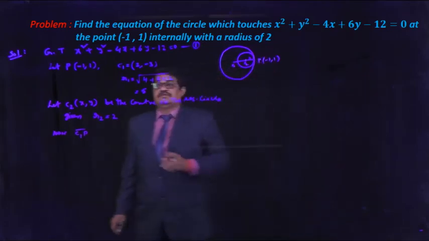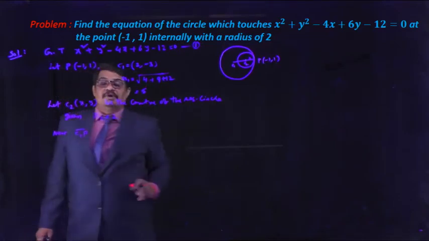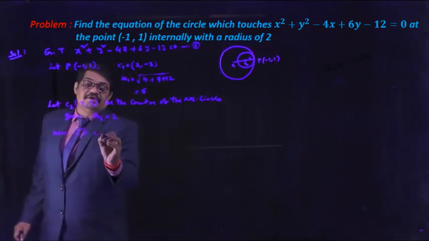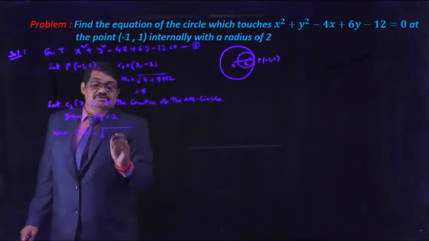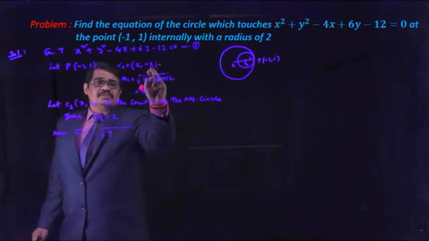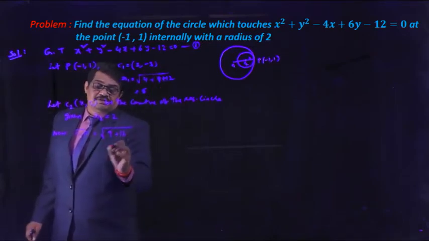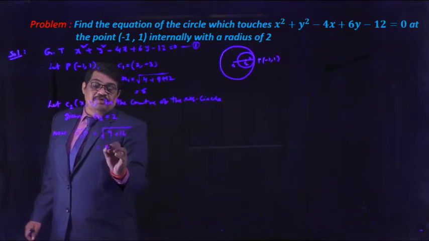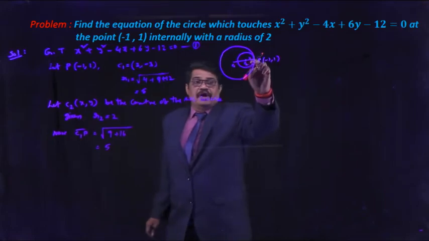We know that C1 is 2 comma minus 3 and P is minus 1 comma 1. We write the distance between these 2 points. That is 2 minus of minus 1, plus 1, 3 square, that is 9. Here minus 3 minus 1, minus 4 whole square, that is 16. That is root 25, that is 5. So C1P is 5 units.